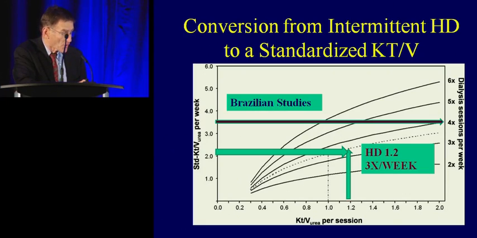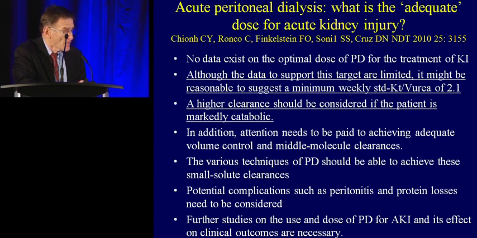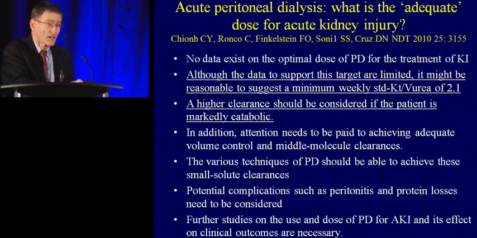The Brazilian studies target a much higher dose for reasons that I don't understand, and I've talked to Daniela about this, and I would love to see a randomized trial using lower doses. And again, the Saudi paper, I hope it gets published soon, uses a much lower dose. So then, again, that goes back to this paper. We looked at this and we came to the conclusion that the targeted Kt/V should be 2.1 for patients with acute kidney injury getting PD, but that a higher clearance should be considered if the patient is markedly catabolic. They might perhaps need a higher dose of dialysis, perhaps approaching what Daniela was able to do.